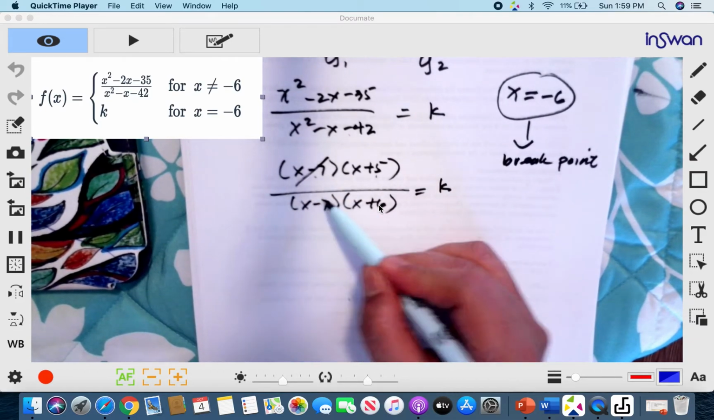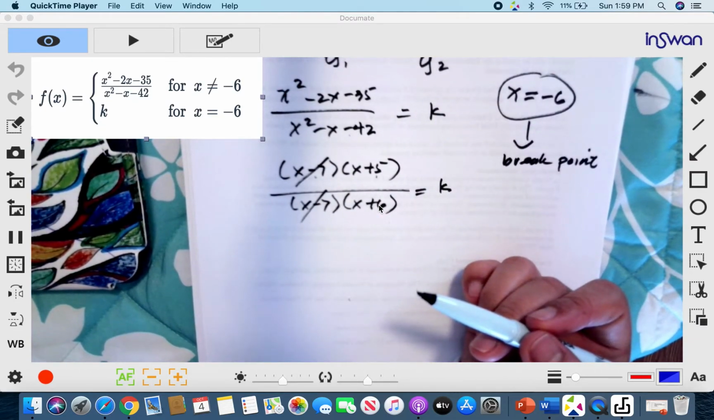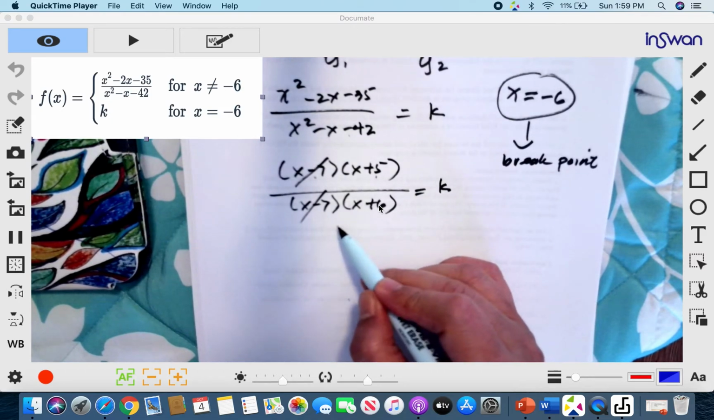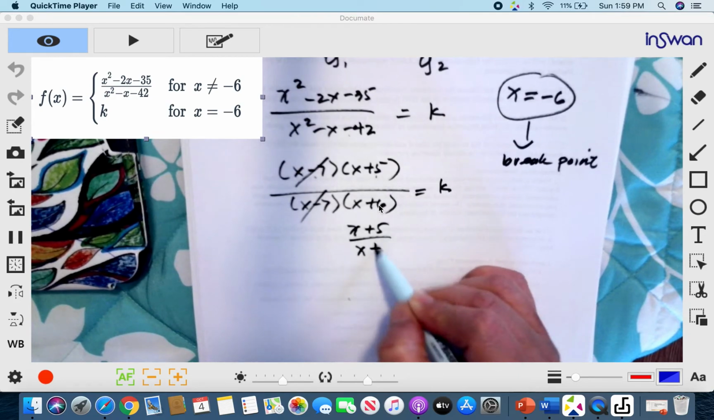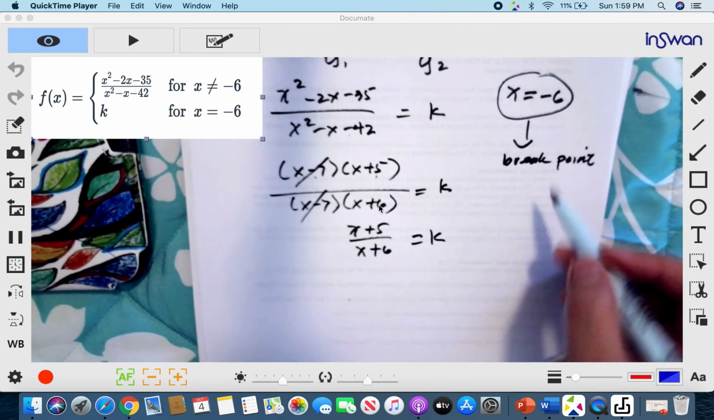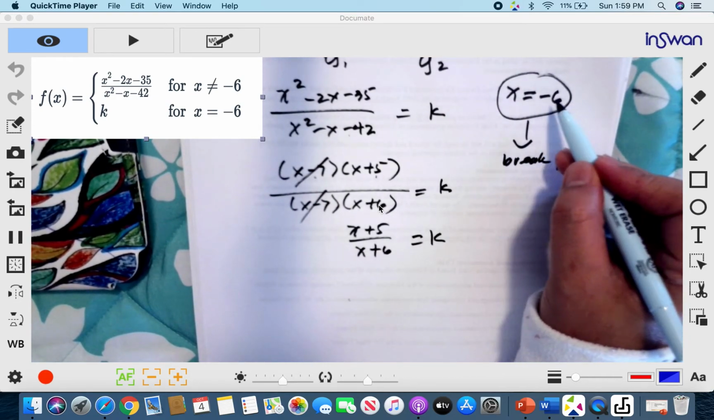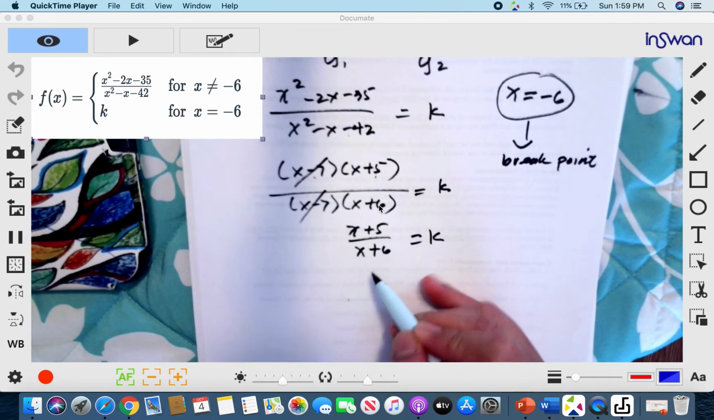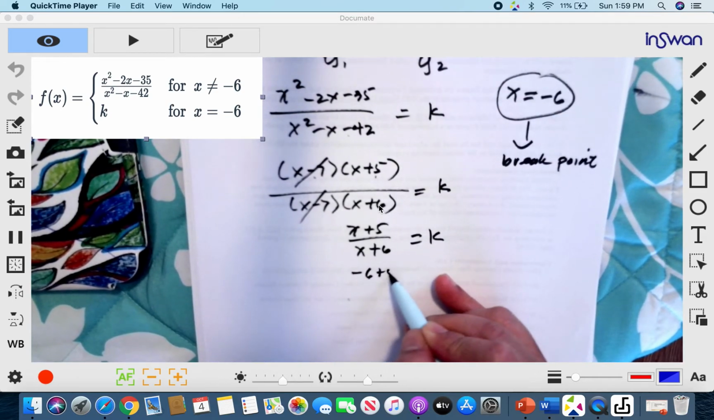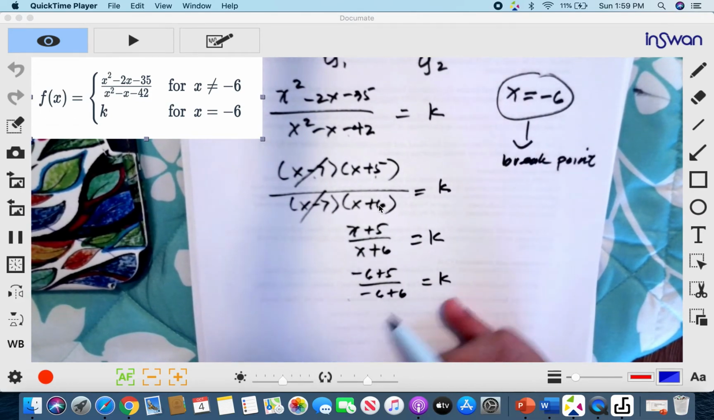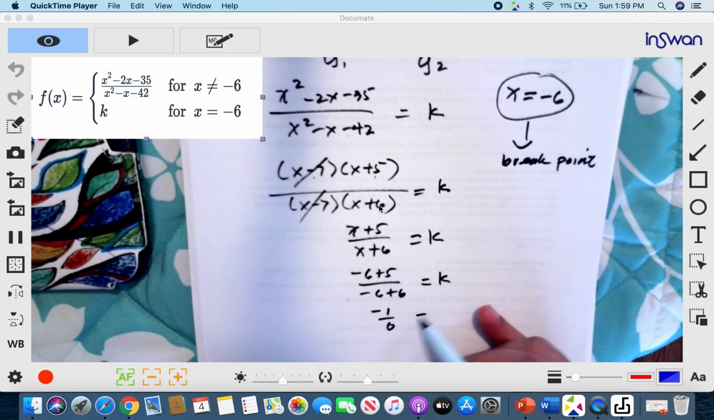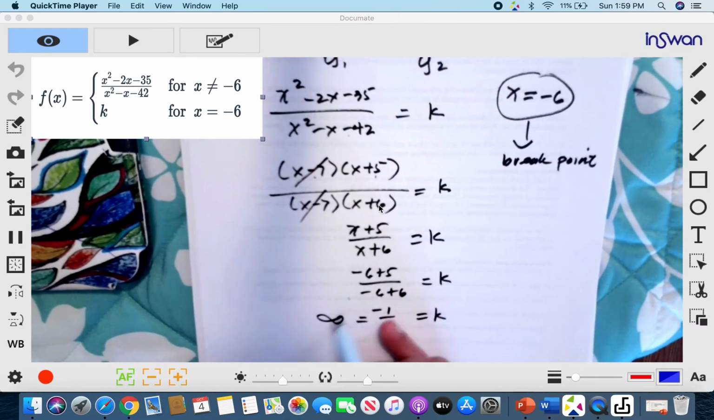So as you can see, we can cancel x minus 7 and x minus 7. So that will leave us with x plus 5 over x plus 6 is equal to k. But we know already that the value of our x is -6. So we can plug in -6 plus 5 over -6 plus 6 equals k. And you have -1 over 0 equals k, which gives us an undefined value.